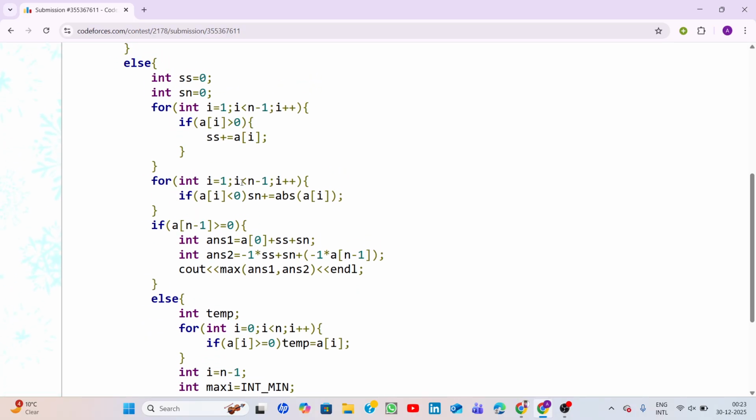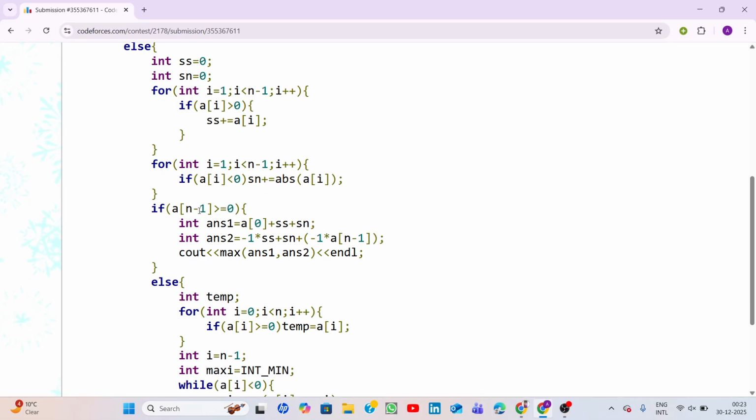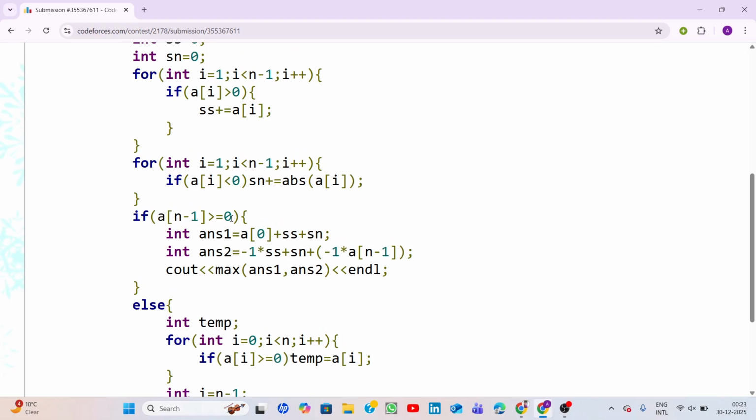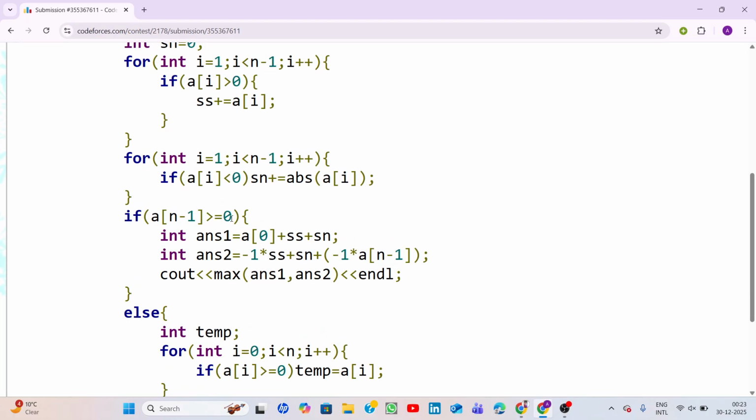Let me see my logic. I have written it, yeah, here. Suppose the last element is greater than zero and the first element is negative, so there would be two cases in our answer. First, we would remove the first negative number and cause a negative impact in the answer, and second, we would remove all the remaining positive numbers and cause a negative impact in the answer. Whose negative impact will be smaller, we would add that in our answer. So we have done that in this code.